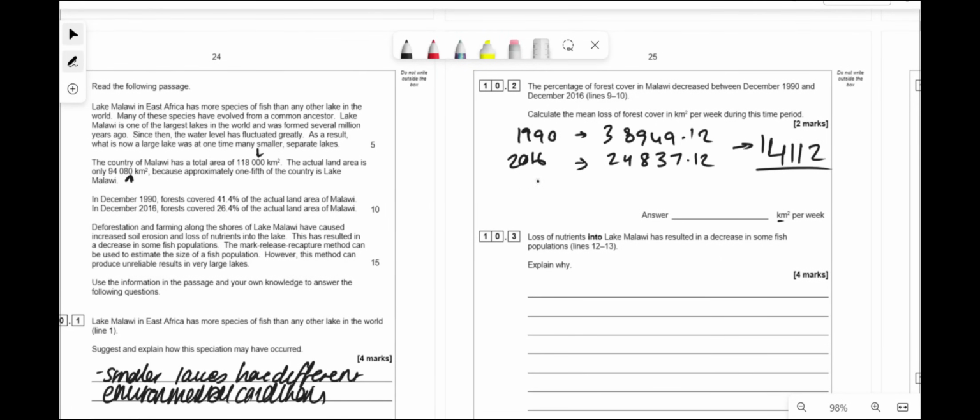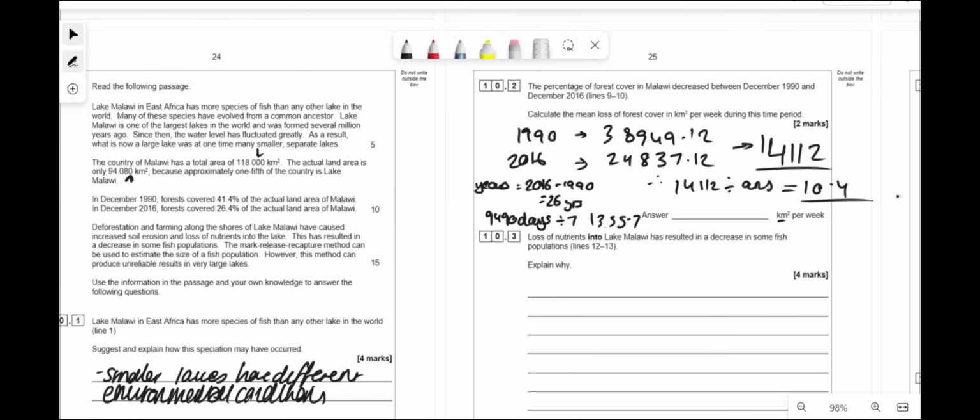So we need to work out how many weeks have actually elapsed between these two. So the number of years is going to be 2016 minus 1990, which is 26 years, which is 9,490 days, because you do that times 365, and you divide it by 7, that'll give you how many weeks you've got, which is 1,355.7. Therefore, the loss in kilometers squared per week is going to be 14,112 divided by the answer you just got, giving you 10.4.